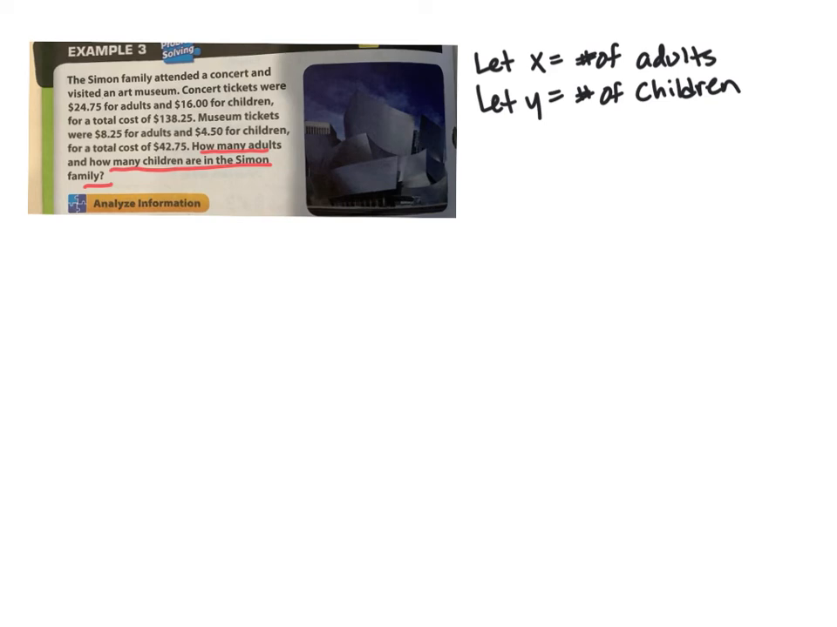Well, let's see what information we have that we can use. They went to a concert, and the adults were $24.75 for that ticket and $16 for a children's ticket. The whole cost was $138.25. So we went to a concert, and it was $24.75 for one adult ticket.